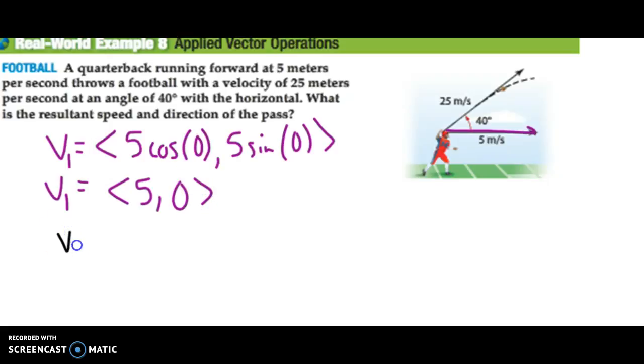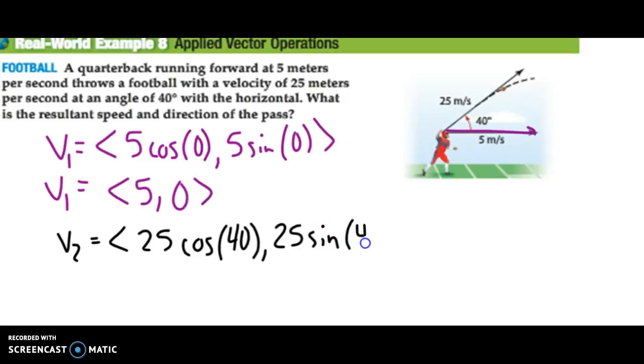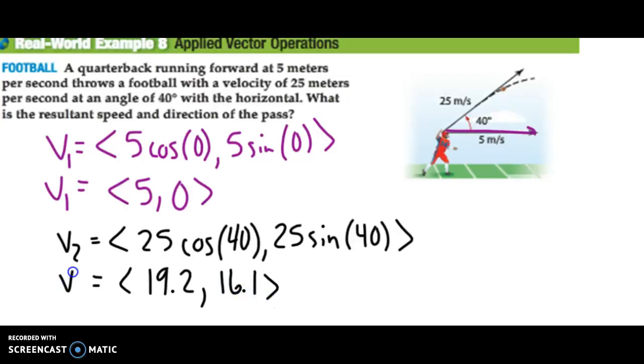Now let's find the second vector. Okay? Now this one is magnitude of 25 meters per second. Cosine of, and it's 40 degrees. And we also have 25 sine of 40 degrees. Okay? I put all of that into my calculator, and I find this to be 19.2, 16.1. Okay? So now I have my two vectors.